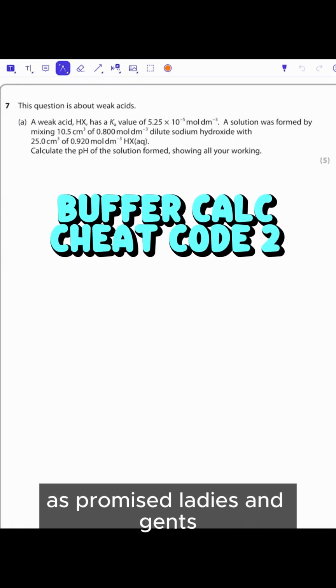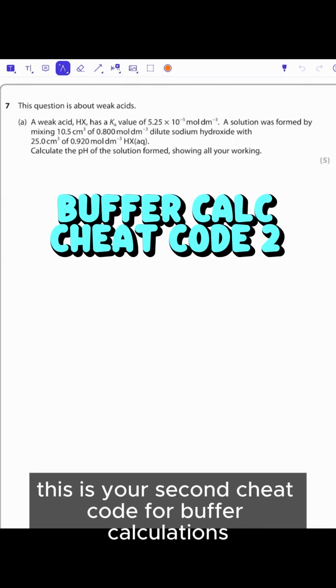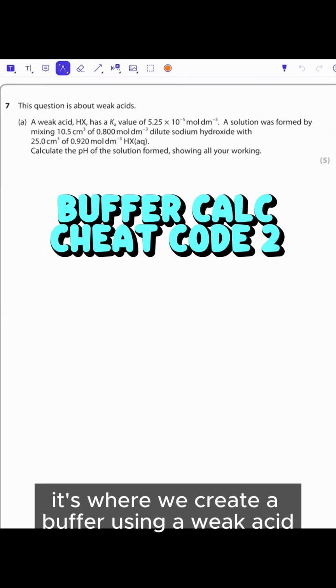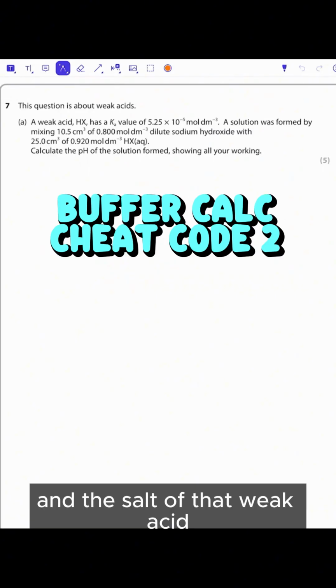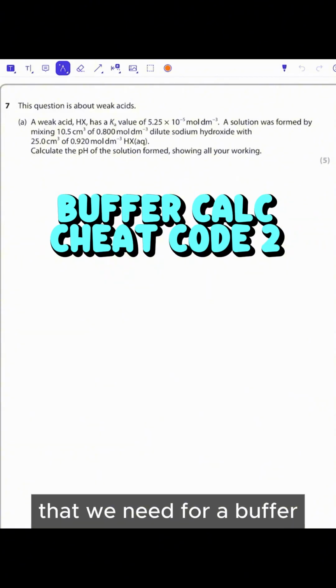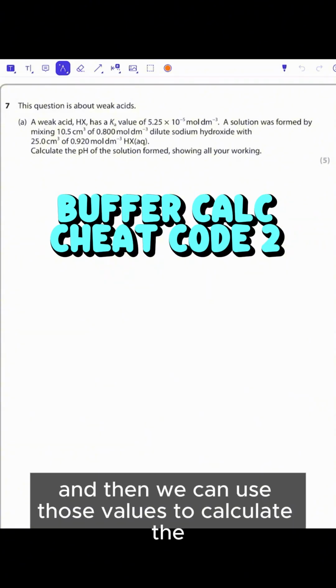As promised, ladies and gents, this is your second cheat code for buffer calculations. So the first one, if you missed it, go and check it out. It's where we create a buffer using a weak acid and the salt of that weak acid. So we're literally just mixing the two components together that we need for a buffer, and then we can use those values to calculate the pH of it.